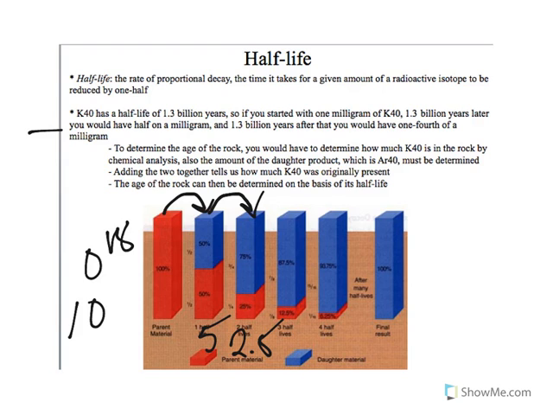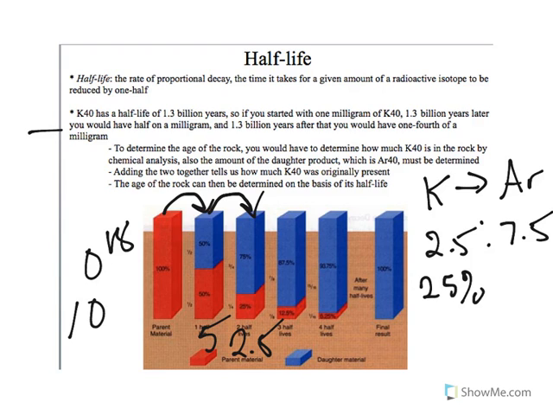Okay? So to determine the age of the rock, all I need to do is take my sample, put it under the mass spectrometer, and figure out those ratios. Right? So potassium-40 turns into argon. That's its stable end member. So if I had, let's say, 2.5 atoms of potassium, and I had 7.5 atoms of argon, I'm looking at a ratio. What I see here is that I have 25% potassium and 75% argon.